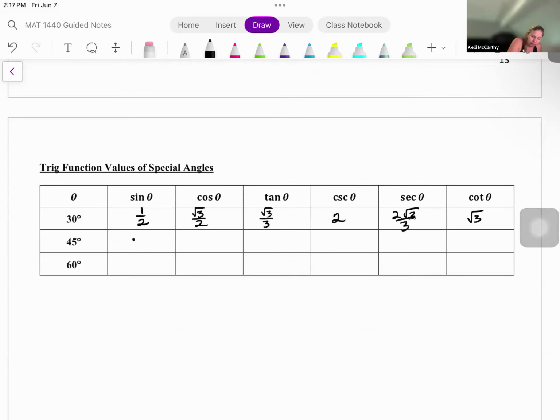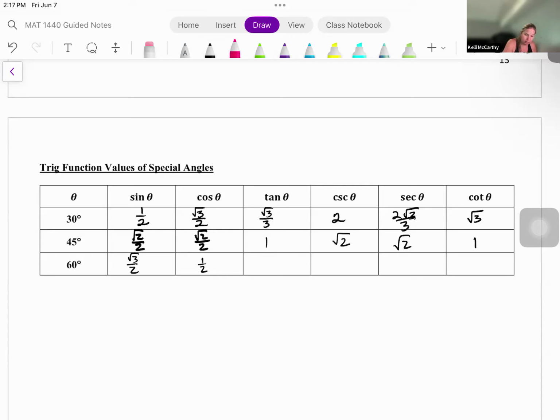Sine of 45 degrees is square root of 2 over 2. Cosine of 45 degrees is square root of 2 over 2. Tangent is 1. Cosecant is the square root of 2. Secant of 45 degrees is the square root of 2. And cotangent is 1. Sine of 60 degrees is the square root of 3 over 2. Cosine of 60 degrees is 1/2.